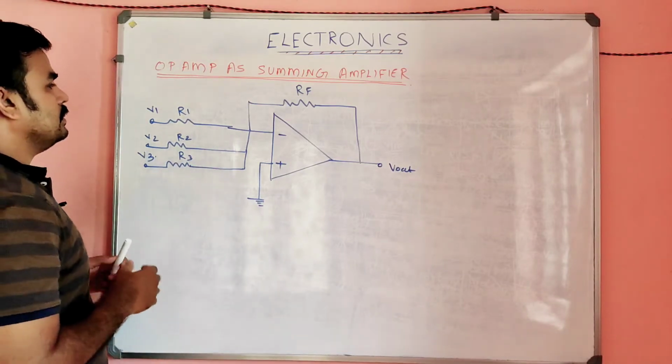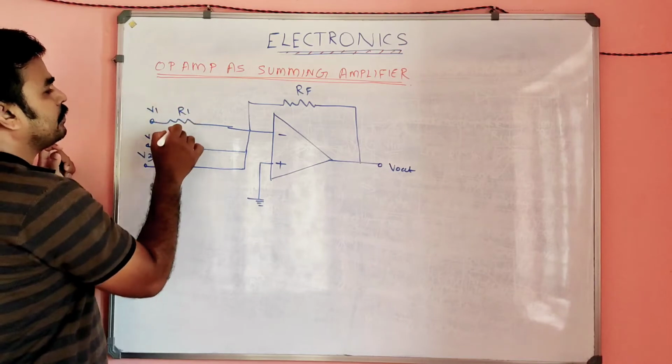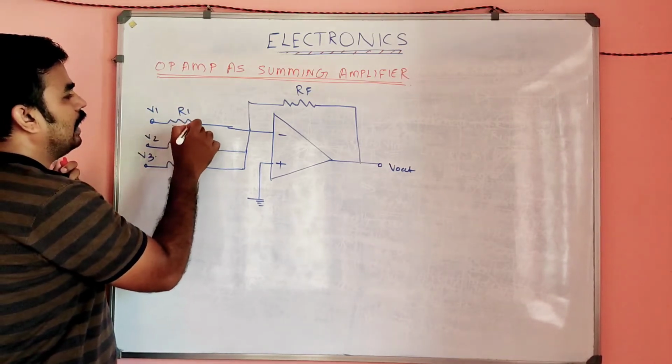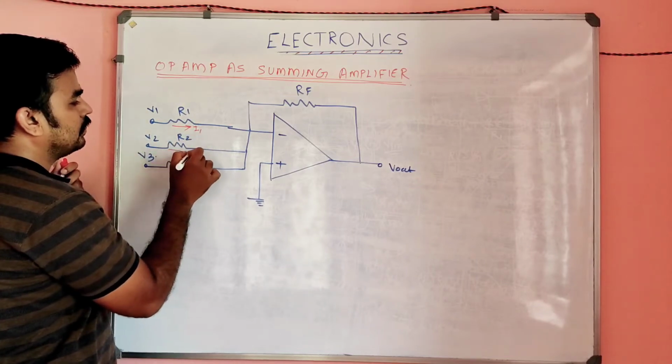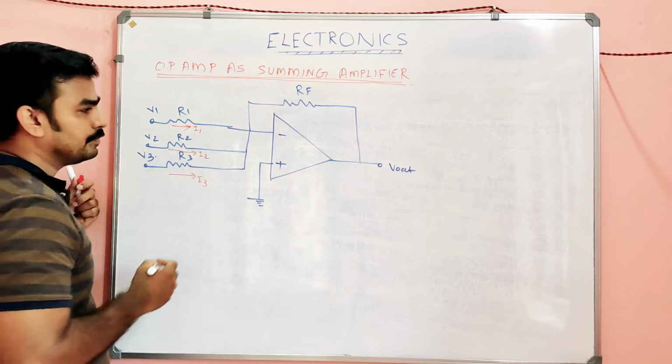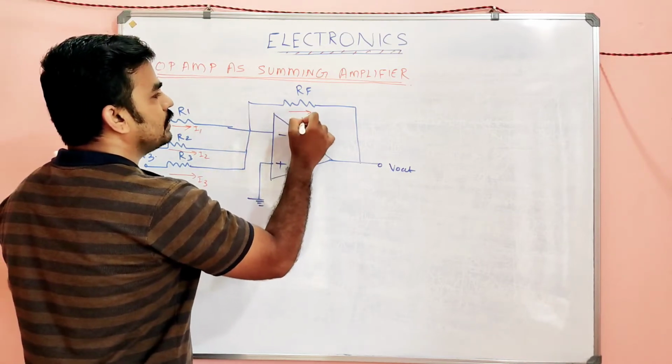Listen, my dear, listen. Suppose I am taking I1 as the current here, I2 as the current here, I3 as the current here, and IF as the current here.